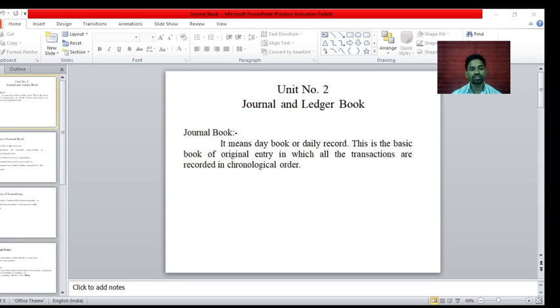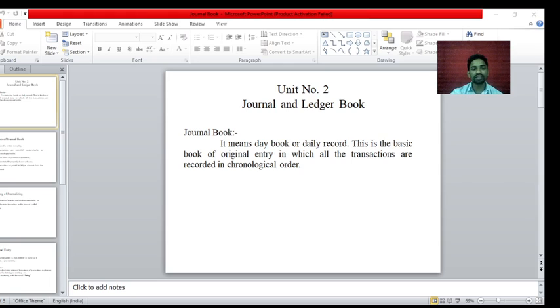Next, transactions are posted to ledger accounts from the journal. After preparing the journal entry, they are passed into the ledger account, that is, under a particular head, in separate heads. So ledger means that. These are the features of the journal book.